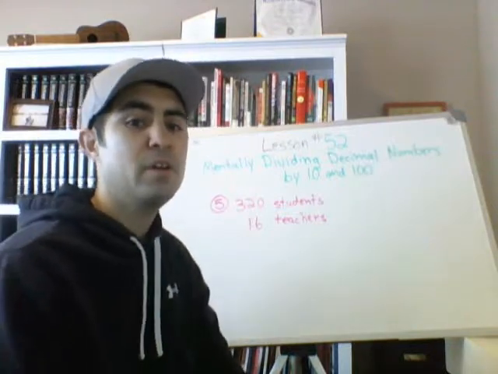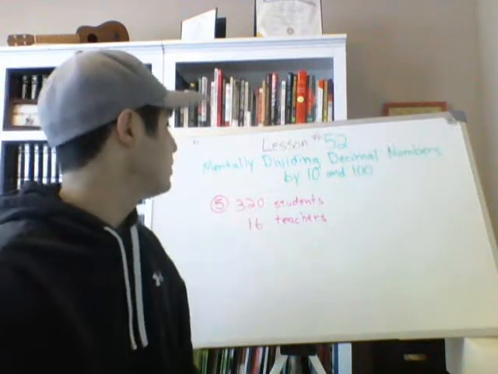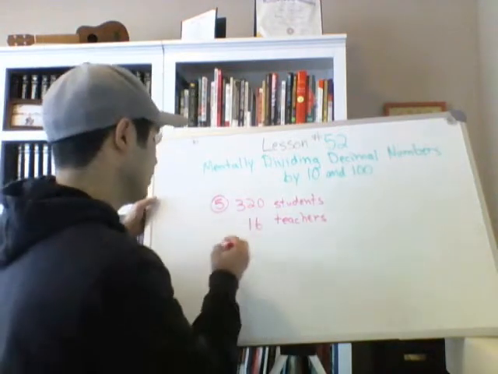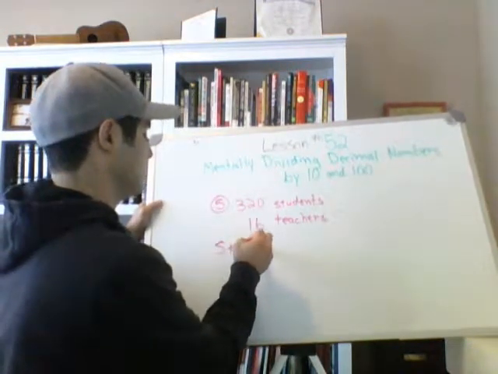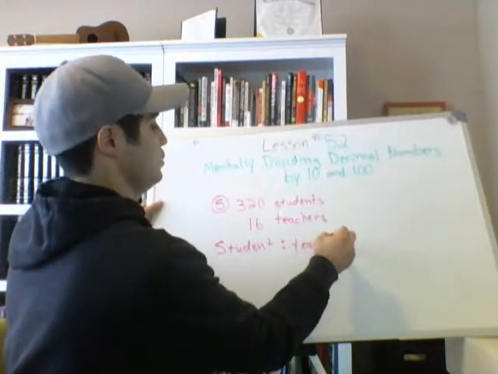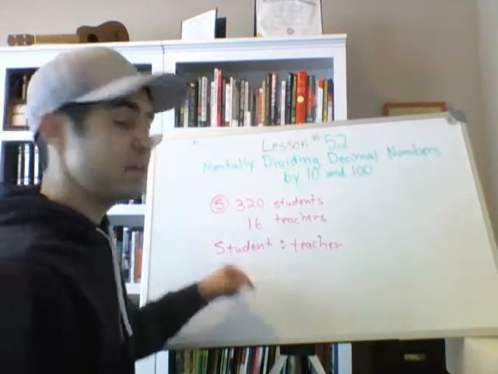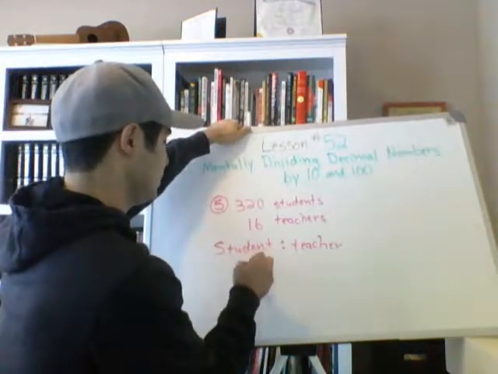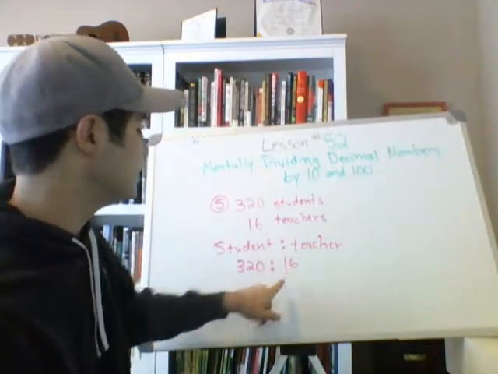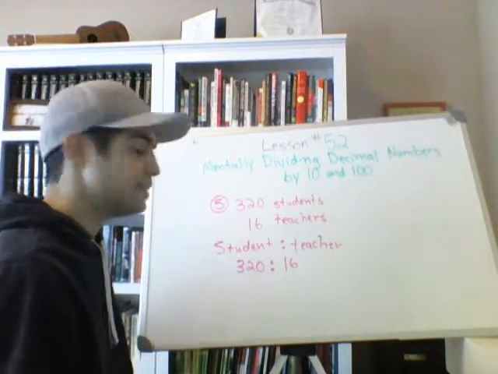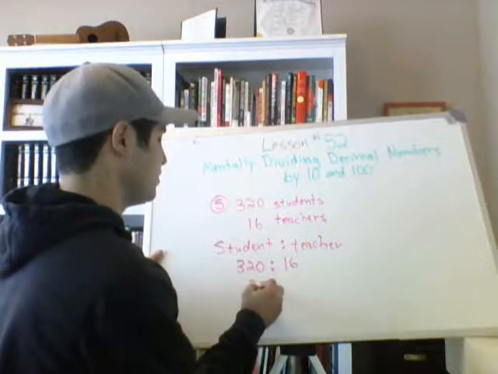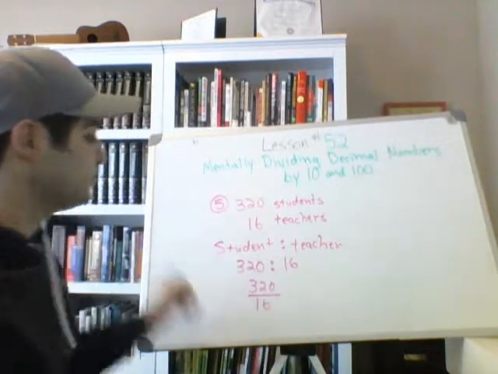Alrighty, so number 5. At this high school, there are 320 students and 16 teachers. What is the student-to-teacher ratio? So if you have student to teacher, since the word student comes first, that means 320 comes first and 16 comes second. Since there are 16 teachers and 320 students, if we were to write this as a fraction, 320 would go on top and 16 would go on bottom.